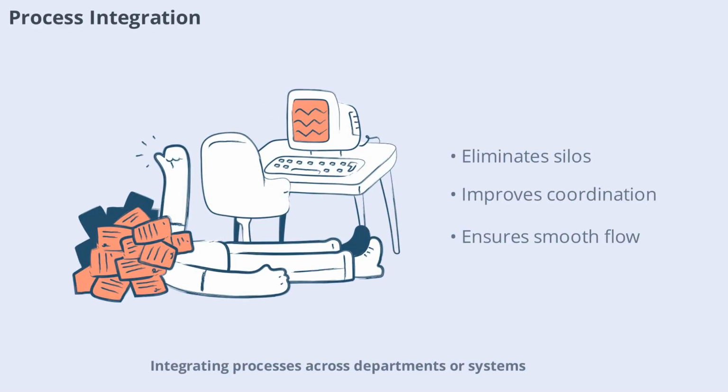Integrating processes across departments or systems can eliminate silos and improve overall efficiency. Process integration ensures that information flows smoothly and that activities are coordinated. This is especially important in complex organizations where multiple teams must work together seamlessly.